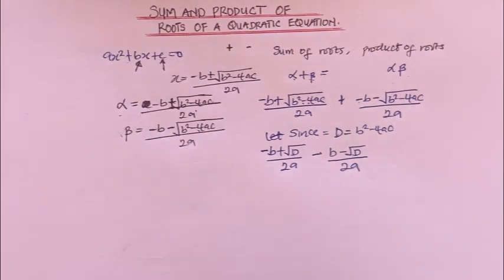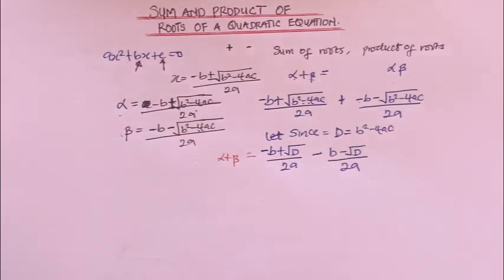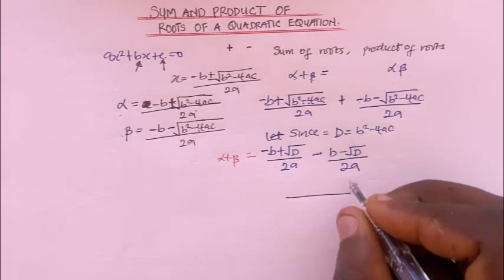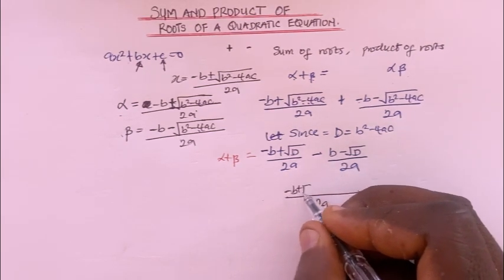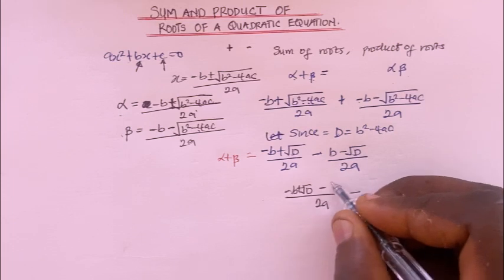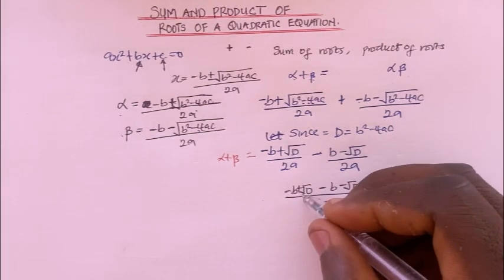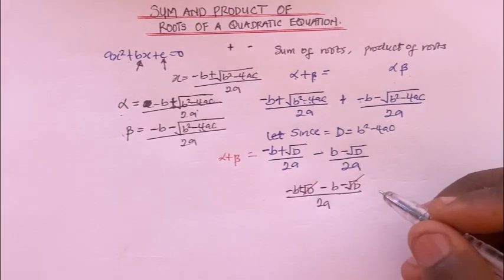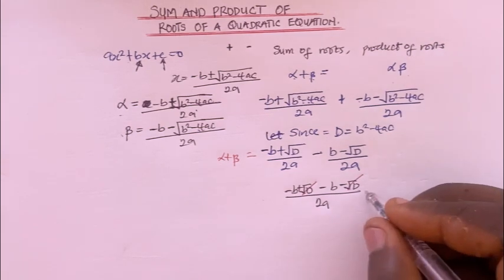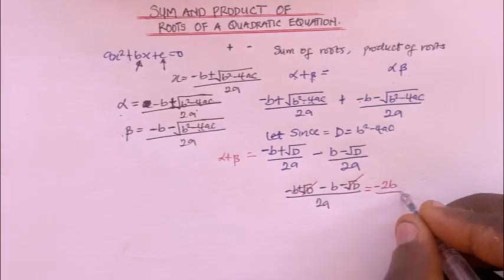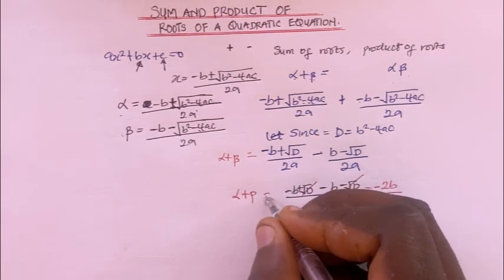So everything is equal to alpha plus beta. Now I'm going to find the LCM, which is 2a. Here I'm going to have minus b plus root d, then minus b minus root d. If you look at this expression very well, plus root d is going to cancel out minus root d. Then I'm going to have minus b minus b, which is minus 2b, divided by 2a.